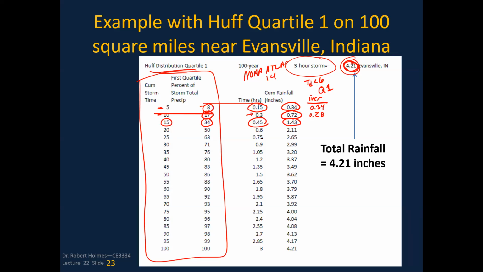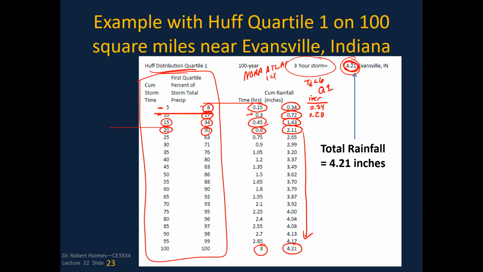That's 0.45 for my hours. Then I go 20% of my storm, that's 0.6 hours. You want to get 2.11. And I just keep going through that until I get all the way to the end where I've got 100% of my rainstorm portion.